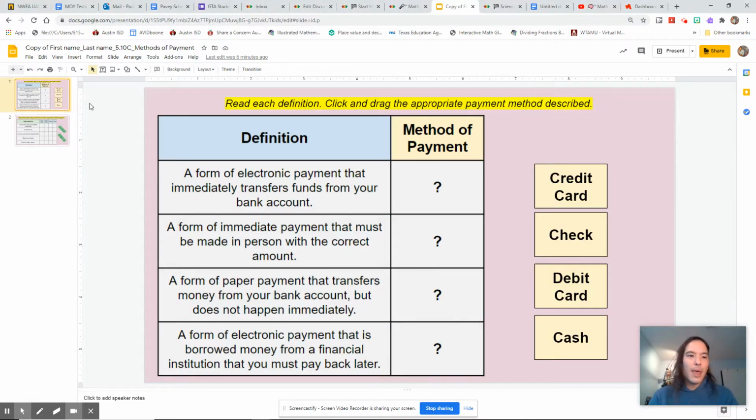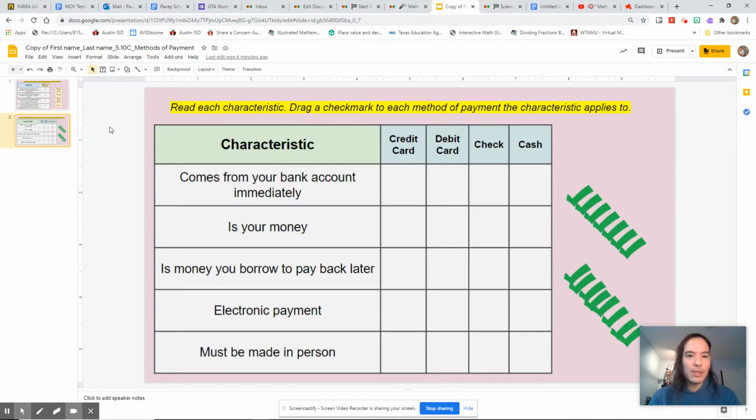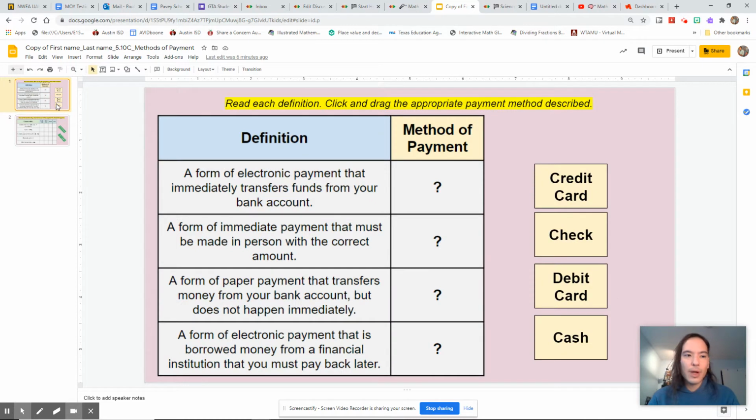All right, basically what we're going to do, we have two pages. One, we just place credit card, check, debit card, cash. On this one, we're placing check marks, obviously. Some of these rows will have more than one check mark. All right, because if you think about it, is your money, we know that's good for at least three items. All right, so let's go ahead and let's review.